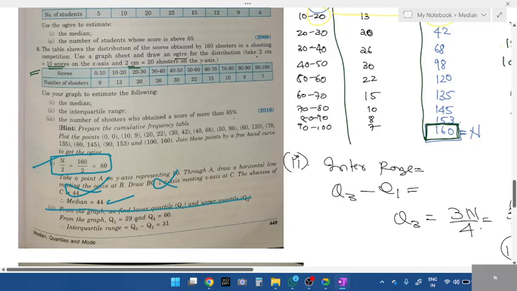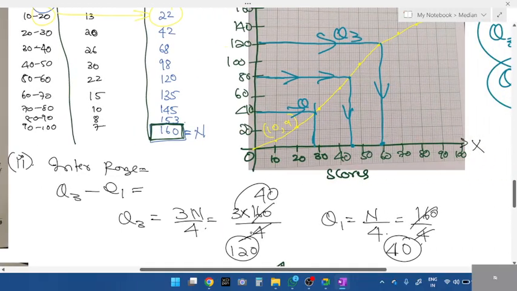From the graph, Q1, Q3, and you show the calculation. Q1 formula is equal to n divided by 4. After this calculation, copy this part. Look here, this part. All of you will copy Q3, Q1. Quickly, do one question perfectly. The other questions will be easy to solve.